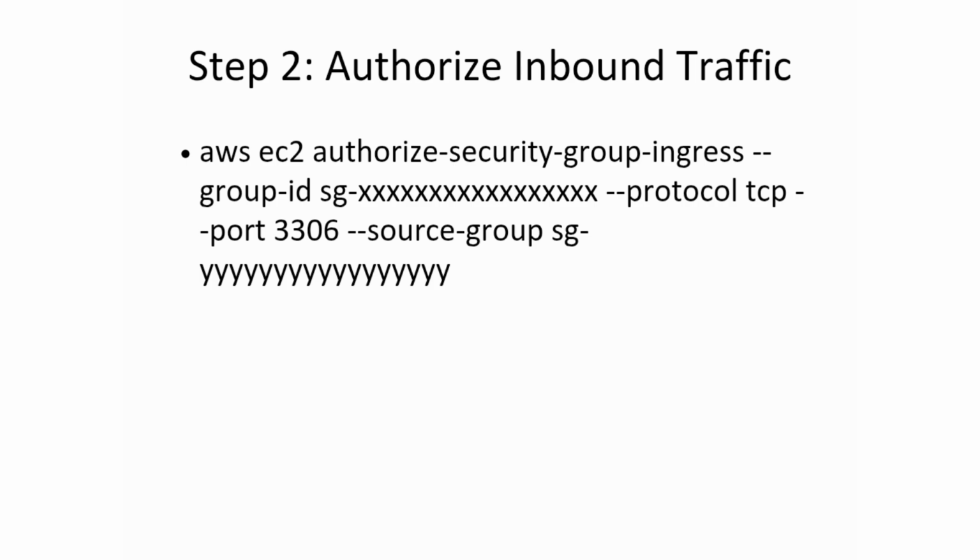That is, allowing inbound traffic on port 3306 for MySQL from your EC2 security group. There are a set of commands, and you have to note that the group ID is the security group ID of your RDS instance, and the source group is nothing but the security group ID of your EC2 instance.